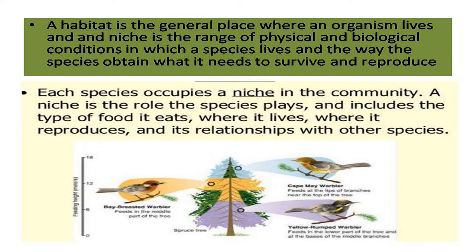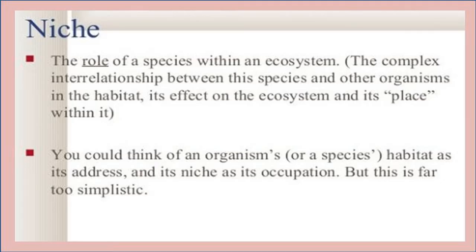And each species occupies a niche in the community. A niche is the role the species plays. It includes the type of food it eats, where it lives, where it reproduces, and its relationships with the other species. It is a part of the habitat. The niche is the role of a species within an ecosystem, including the complex interrelationships between the species and the other organisms in the habitat, its effect on the ecosystem and its place within it.